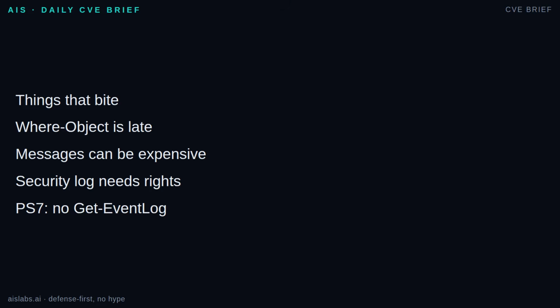Security logs require the right privileges, and some operational logs are disabled until a feature starts using them. Windows PowerShell 5.1 still has Get-EventLog, so old scripts may run there and fail in PowerShell 7. Rewrite them around Get-WinEvent. Also remember, event logs are evidence, not a complete root cause by themselves.